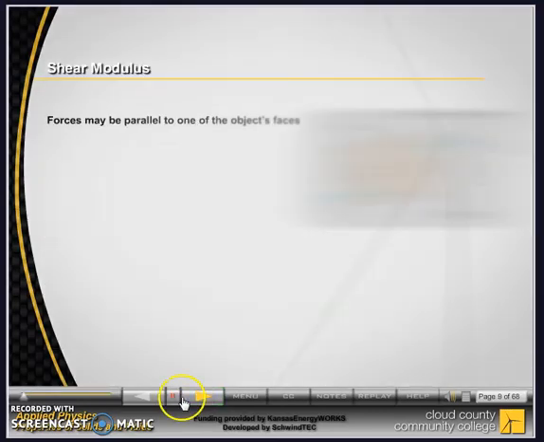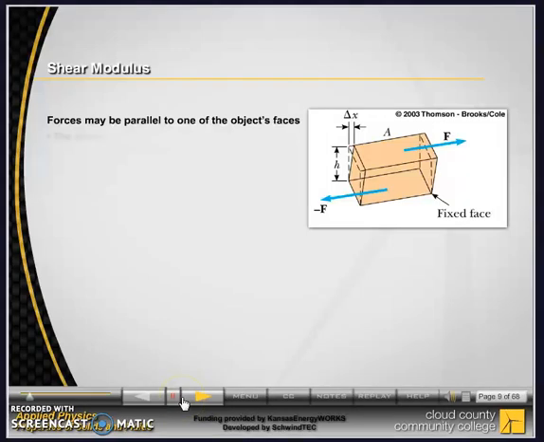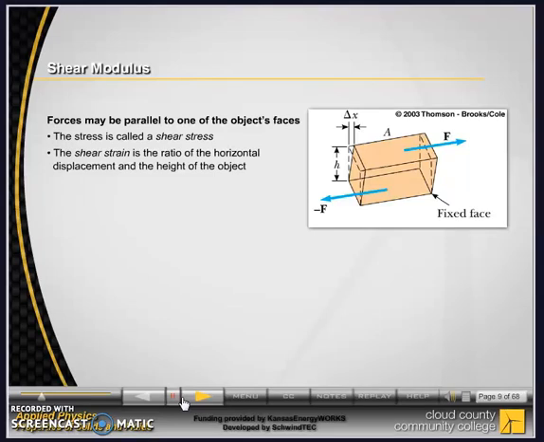This may be parallel to one of the object's faces. The stress is called a shear stress. The shear strain is the ratio of the horizontal displacement and the height of the object. The shear modulus is S. A material having a large shear modulus is difficult to bend.